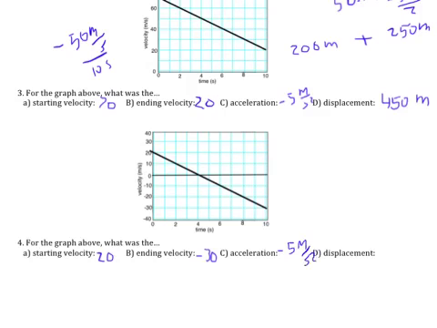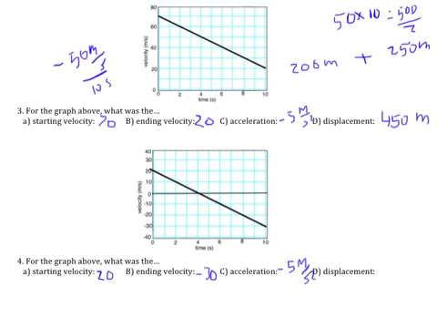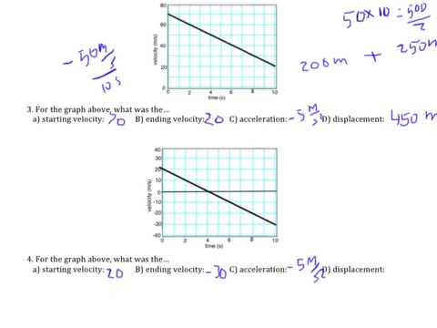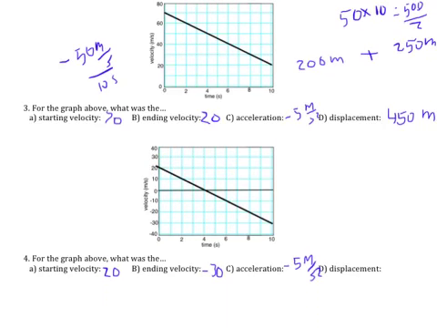Hey, wait a second. Isn't that what we had on the one above? Yes, it is. If you notice, the one above was also negative 5. And although these graphs are slightly scale different, you'll notice that this slope and this slope are the same. It's just where they are relative to the zero velocity value. But now let's go on to the next thing.